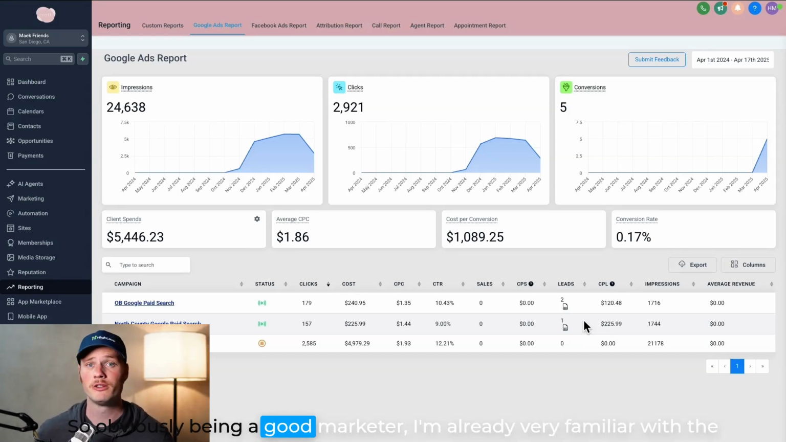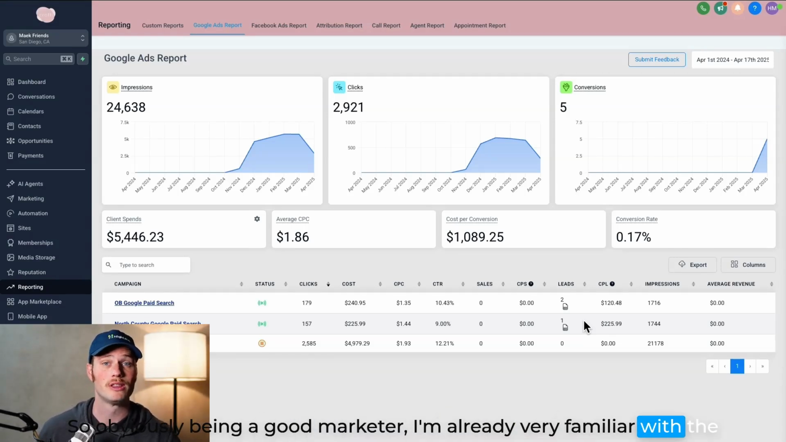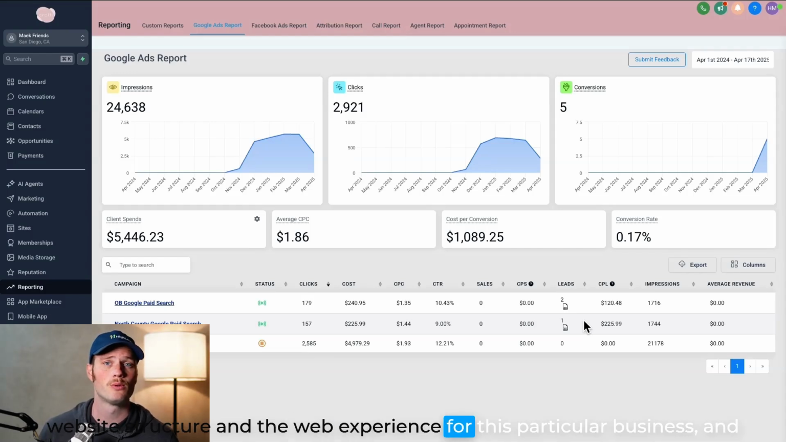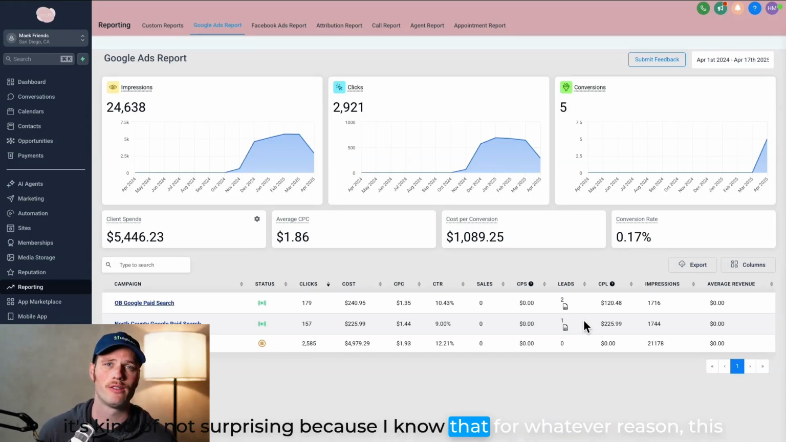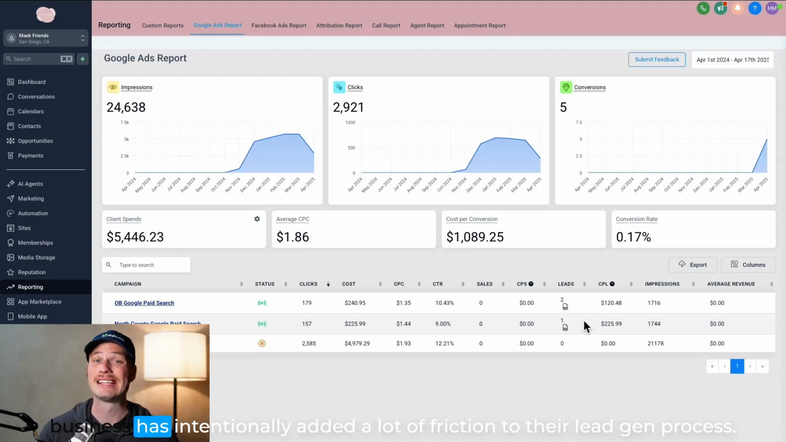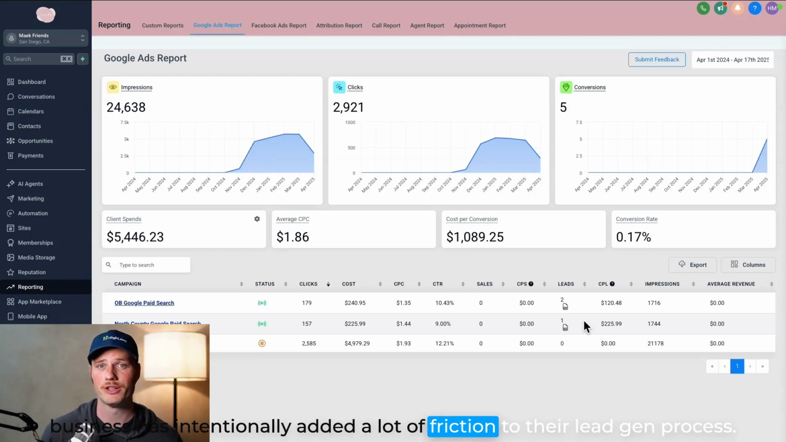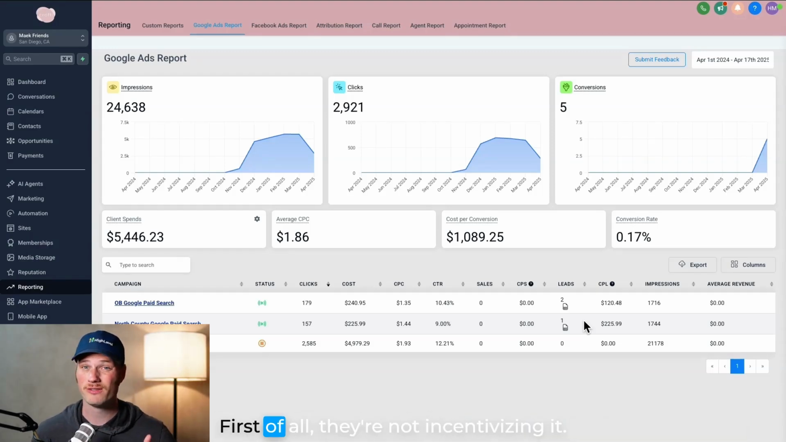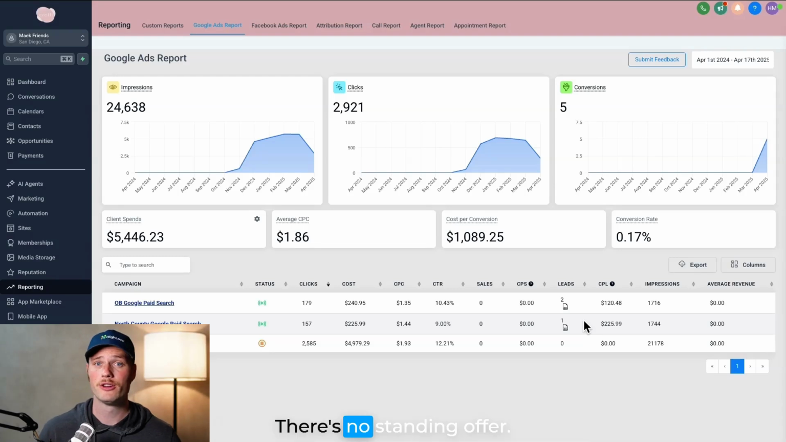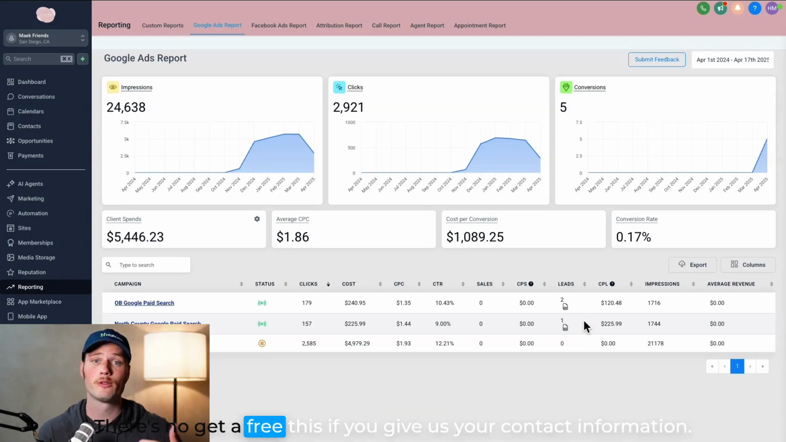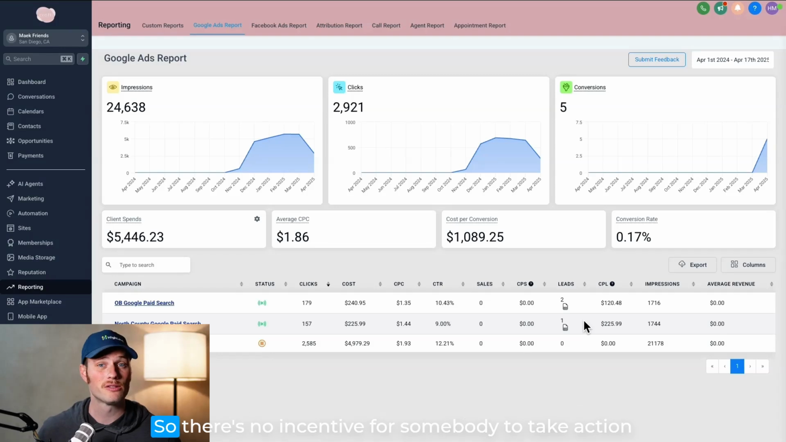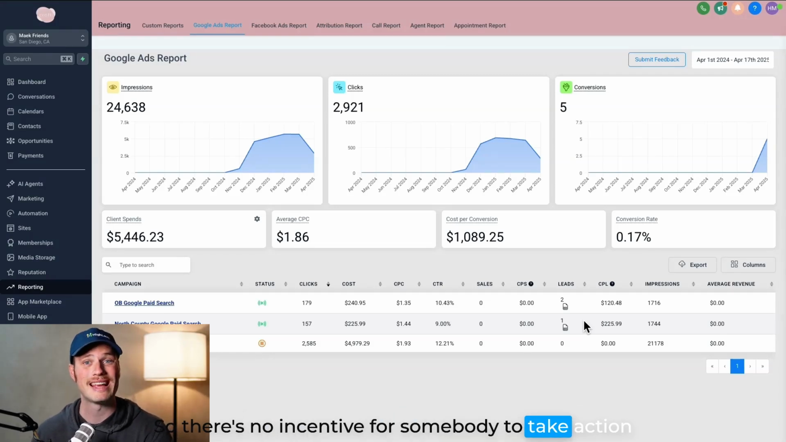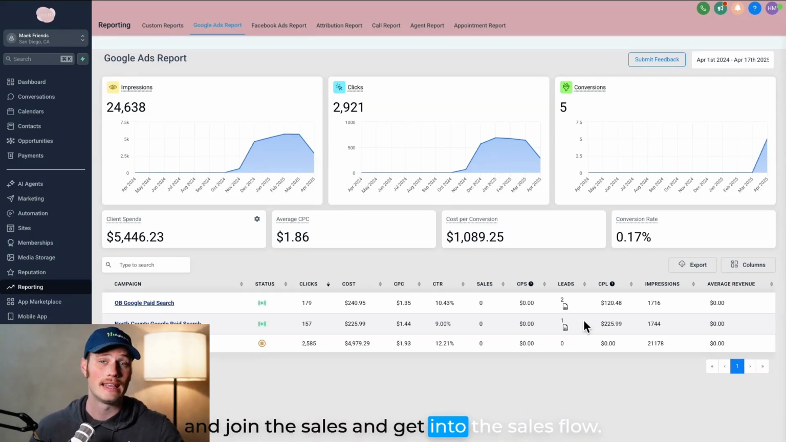So obviously, being a good marketer, I am already very familiar with the website structure and the web experience for this particular business. And it's kind of not surprising because I know that for whatever reason, this business has intentionally added a lot of friction to their lead gen process. First of all, they're not incentivizing it. There's no standing offer. There's no get a free this if you give us your contact information. They're not doing anything like that. So there's no incentive for somebody to take action and join the sales and get into the sales flow.